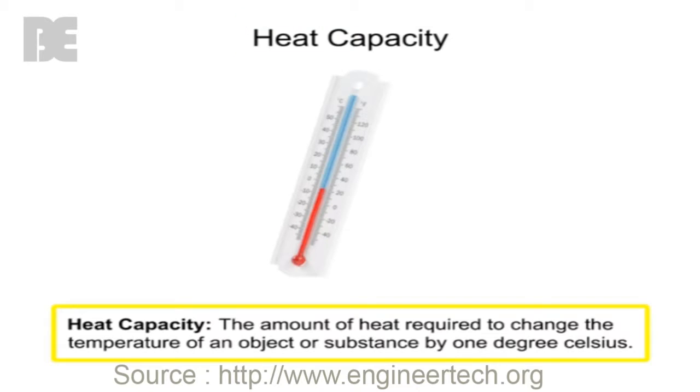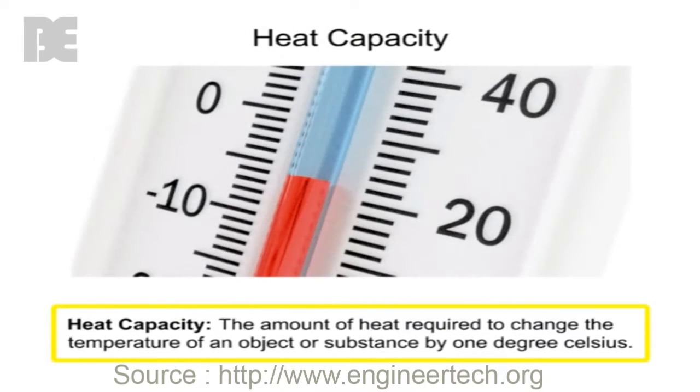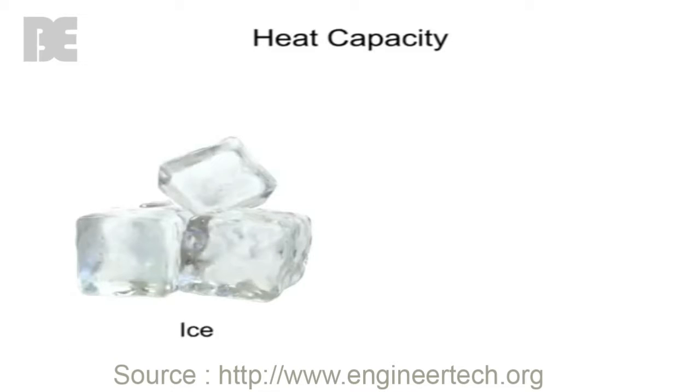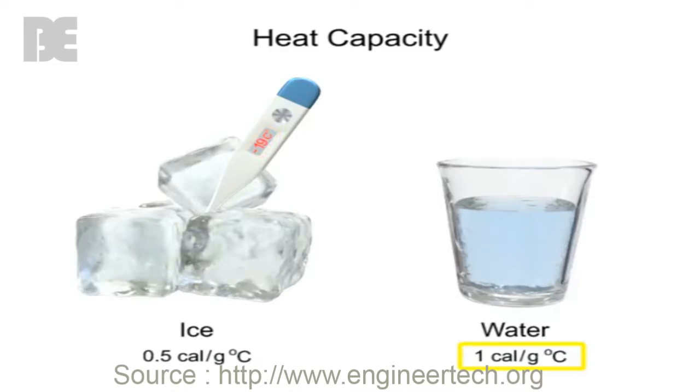Heat capacity is the amount of heat required to change the temperature of an object or substance by 1 degree Celsius. The heat capacity of water varies depending on its phase. As solid ice, the heat capacity of water is 0.5 calories per gram for every 1 degree Celsius, which means it takes half a calorie to raise the temperature of 1 gram of ice 1 degree Celsius. As a liquid, water's heat capacity is 1 calorie per gram for every 1 degree Celsius, so it takes 1 calorie of heat energy to raise 1 gram of water 1 degree Celsius.